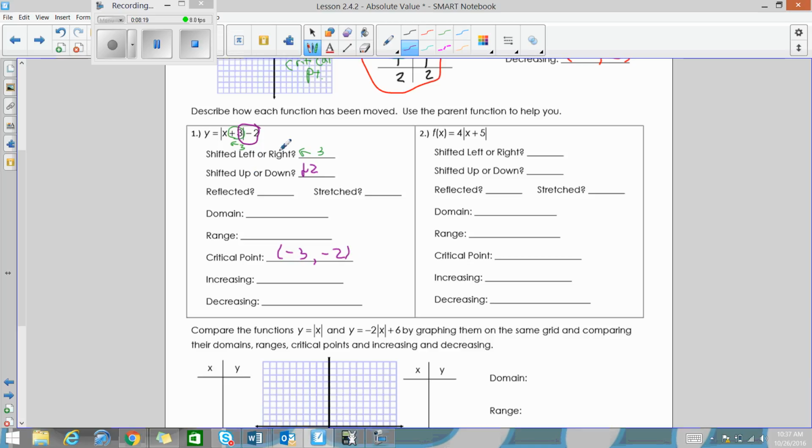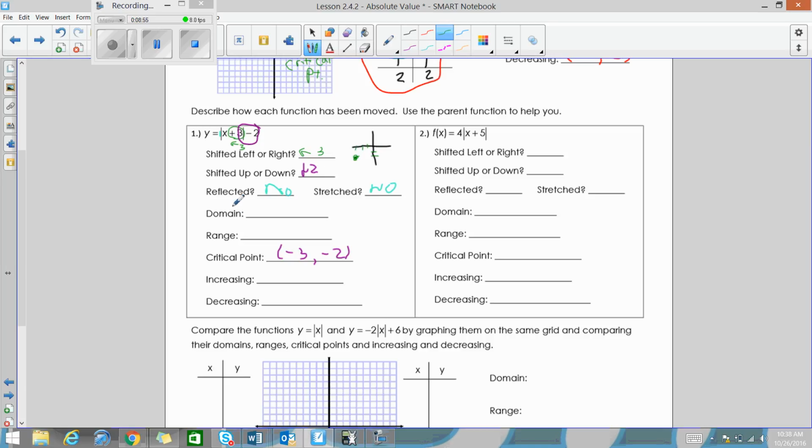Now, reflected or stretched, your A value, if you look here, you don't see one, it's 1. So reflected, no, and stretched, no, because it's 1. So there's nothing there. Now, what I'm going to do is draw a little mock graph. Notice there's no graph here. So I'm going to put a little mock graph here, and I'm going to plot the critical point. So it's left 3, 1, 2, 3, down 2, 1, 2, there's my critical point at -3, -2.